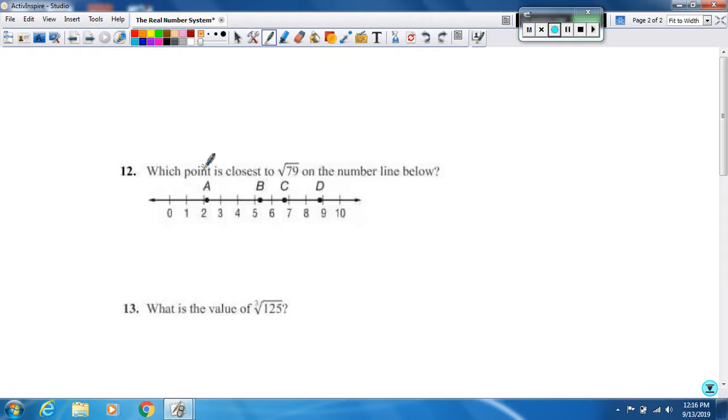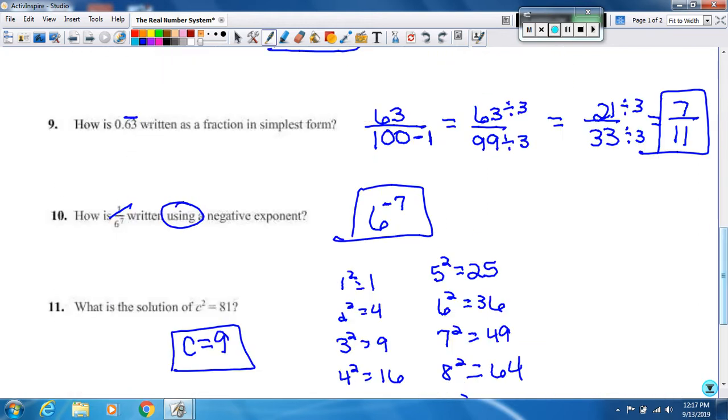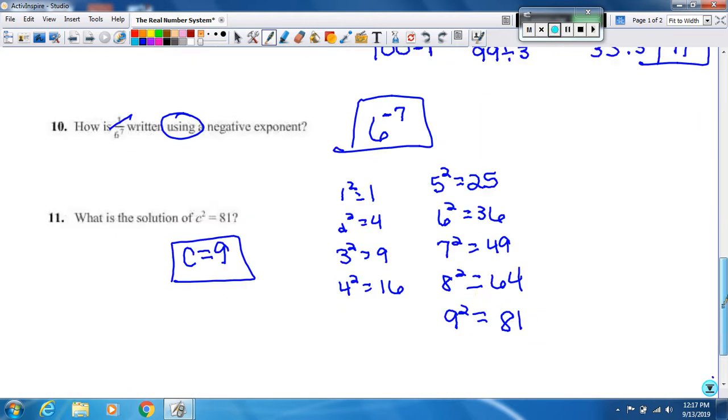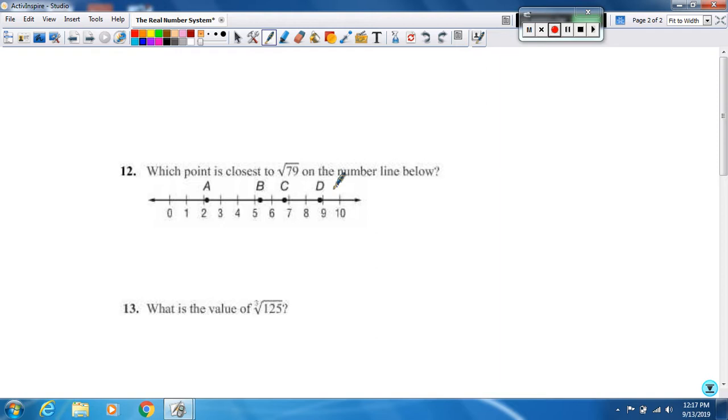Okay, what point is closest to the square root of 79 on the number line below? Well, let's look at the list we just made. We're looking at 79. 79 is between 64 and 81, but it's closer to 81. So the answer is going to be between 8 and 9, but closer to 9. So let's see. 8, oh, right here, D. D is the answer. That's the one that's closest to 9.